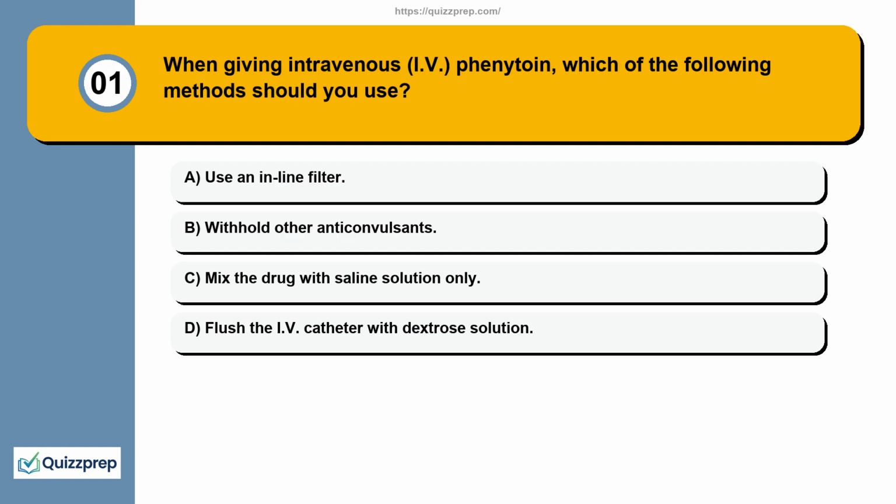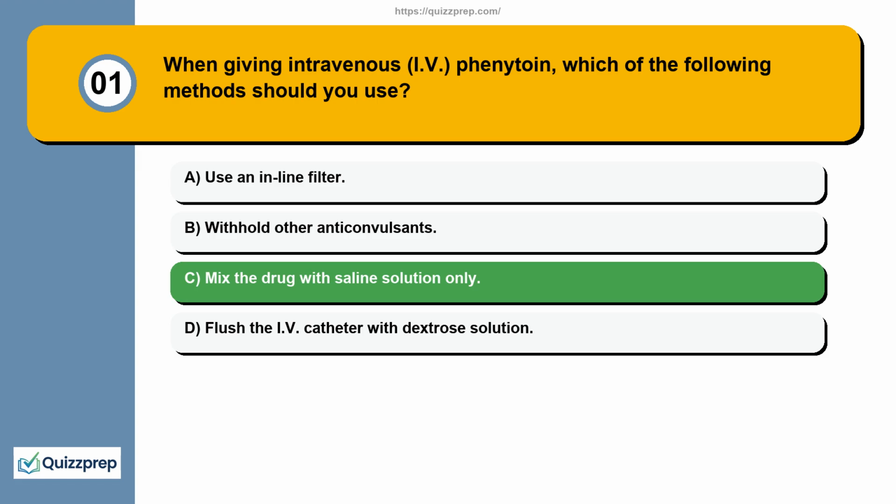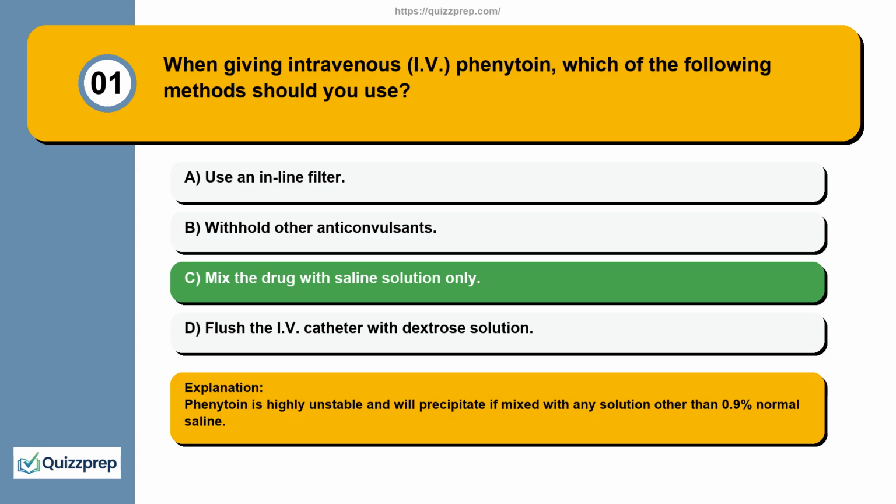Question 1. When giving intravenous, IV, phenytoin, which of the following methods should you use? Use an inline filter. Withhold other anticonvulsants. Mix the drug with saline solution only. Flush the IV catheter with dextrose solution. Phenytoin is highly unstable and will precipitate if mixed with any solution other than 0.9% normal saline.